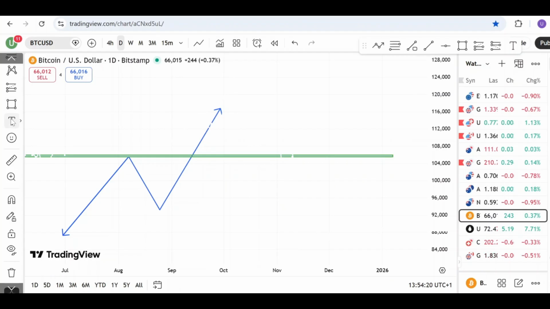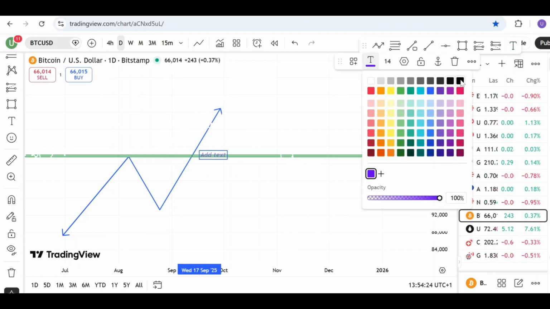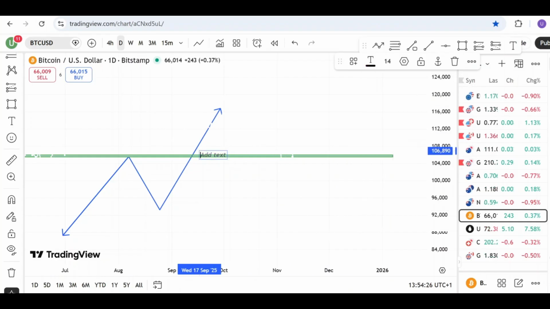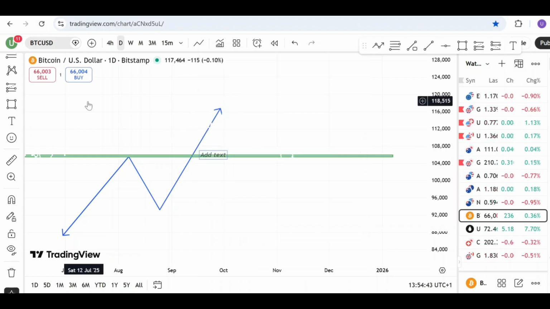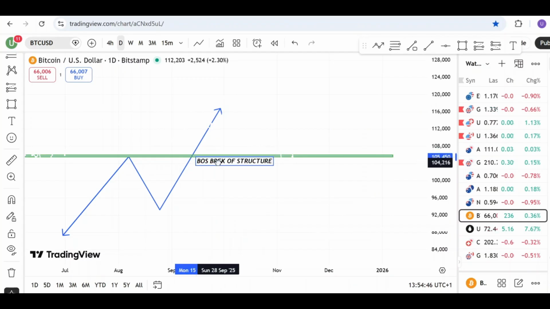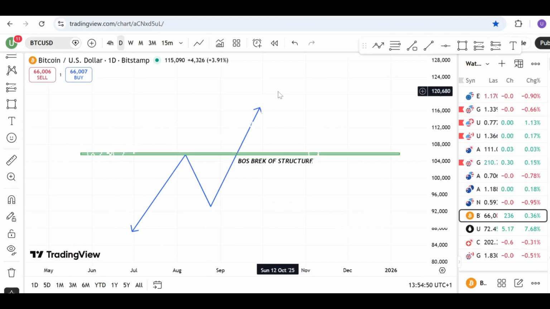This is what you call break of structure. Here we call it break of structure. Break of structure. Okay, cool. This price is a break of structure.